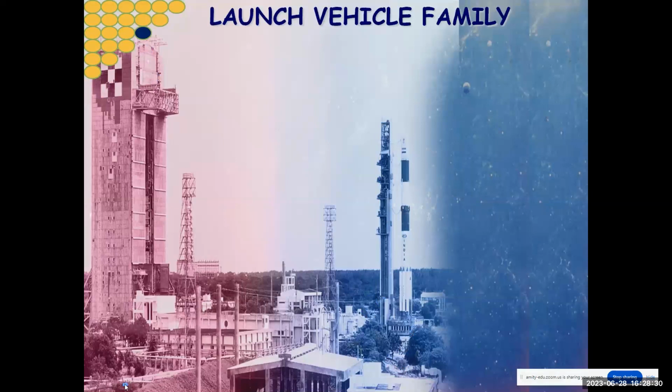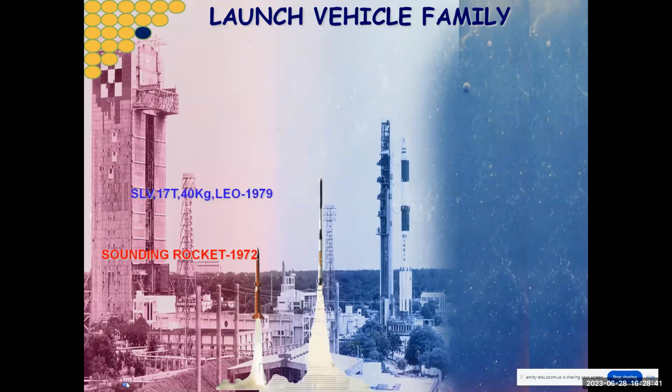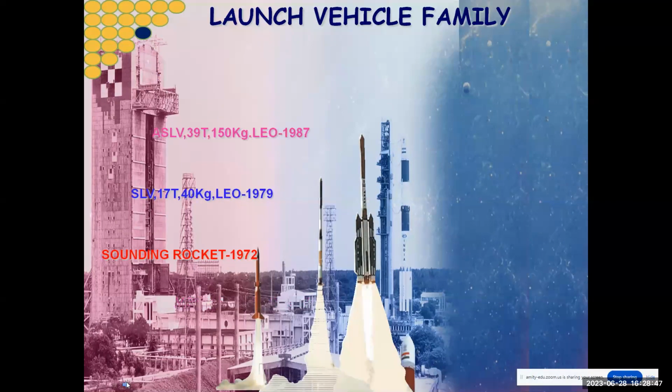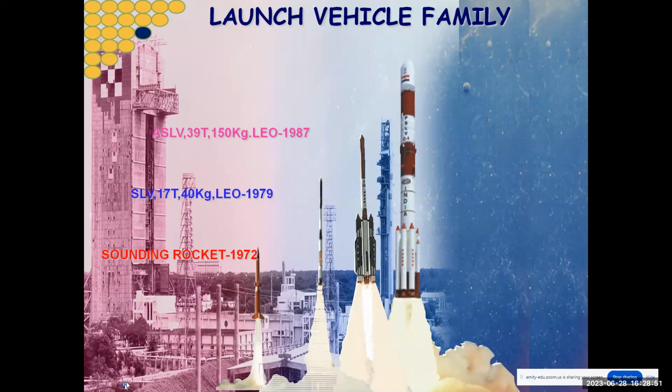Now, these are the launch vehicle family. In the ancient time, we launched the sounding rocket in 1972. After five or six years, we launched the SLV, which carried 40 kg of weight in low Earth orbit.